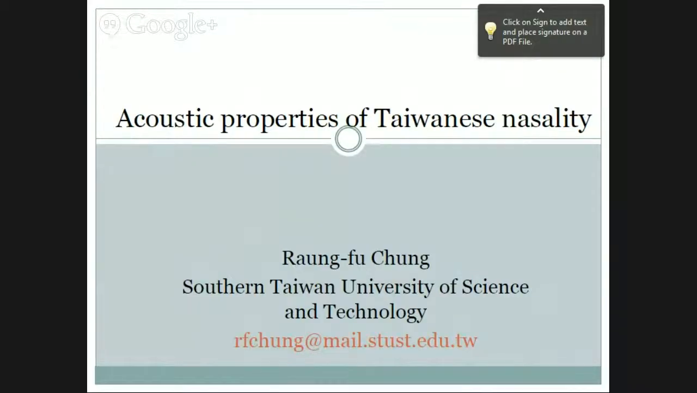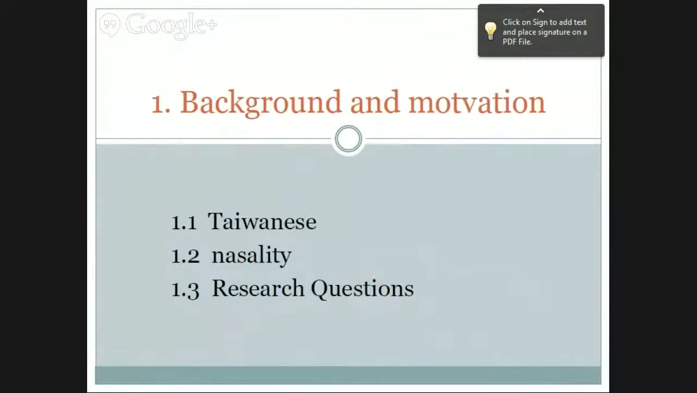My title is Acoustic Properties of Taiwanese Nasality. For the background and motivation, I have to introduce you to the language, Taiwanese, and then some background of nasality in the literature. And then my research questions in this part.